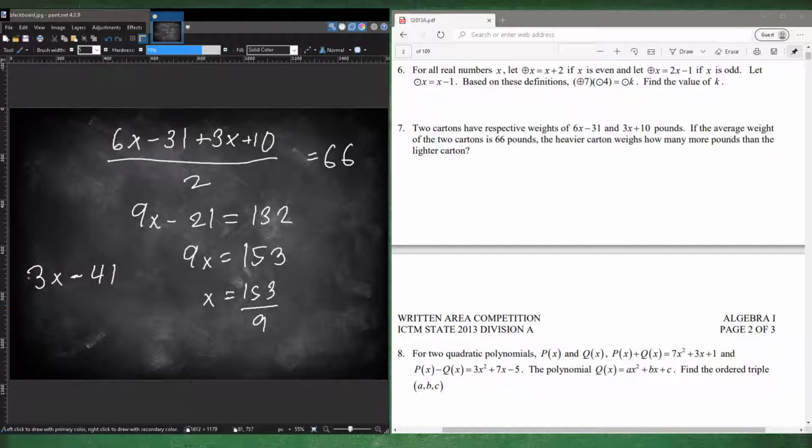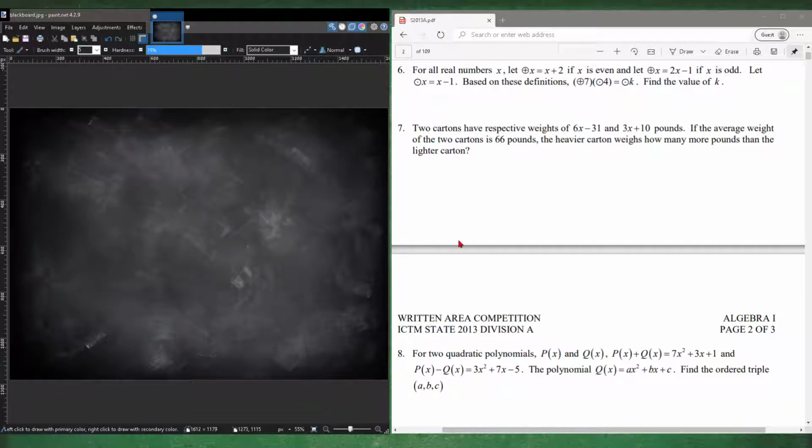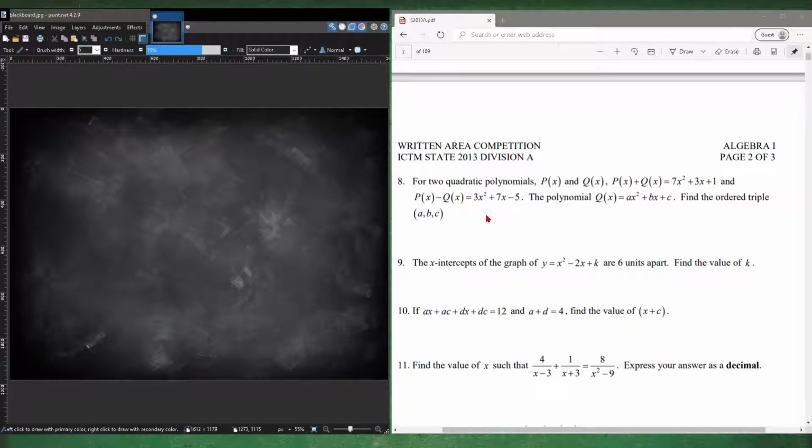And we don't know if it's positive or negative, so just stick an absolute value in there. And then we just plug in x and do it in our calculator. So 153 divided by 9 times 3 minus 41 is equal to 10. And that's our answer for number 7. So usually you like to do all the math and then not really simplify, and then you can just plug it all in your calculator. It saves time and it's really effective.